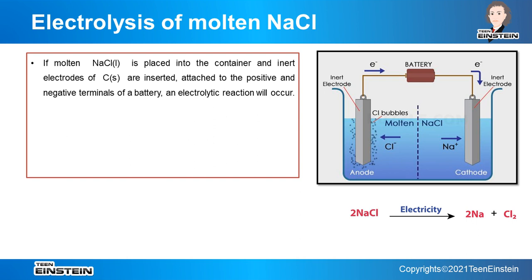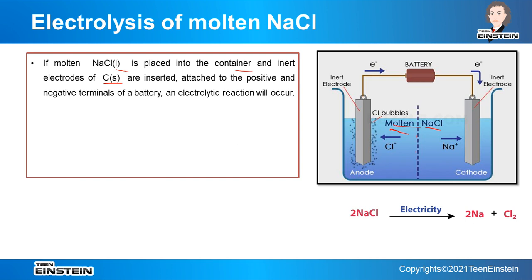So here no traces of water you will find. There is only molten NaCl. Here you can see dotted line. So sometimes there is a separation of compartment, sometimes there is not. So it is not necessary. But in galvanic cell there is always separate container used. Molten NaCl, that is liquid state, is placed into the container, and now we are using inert electrode. So we are not using any sodium electrode or any other metal electrode. We are using inert electrode because we do not want the electrode to take part in the reaction.